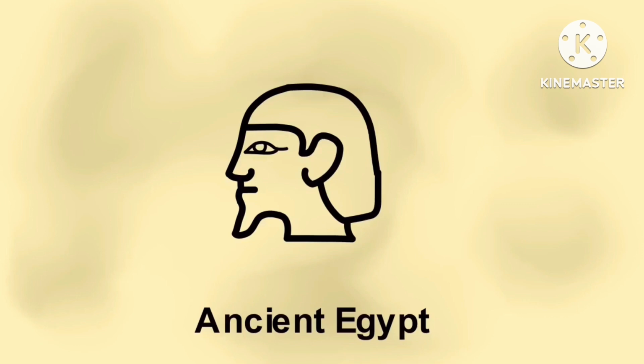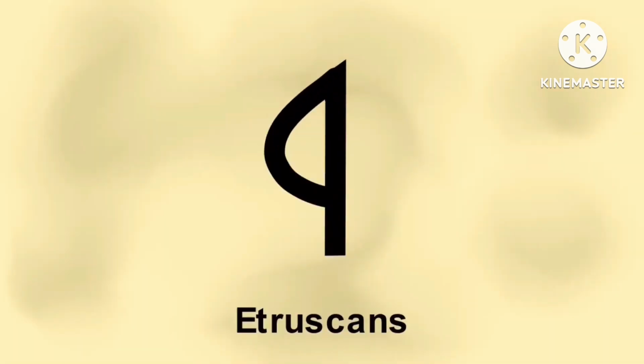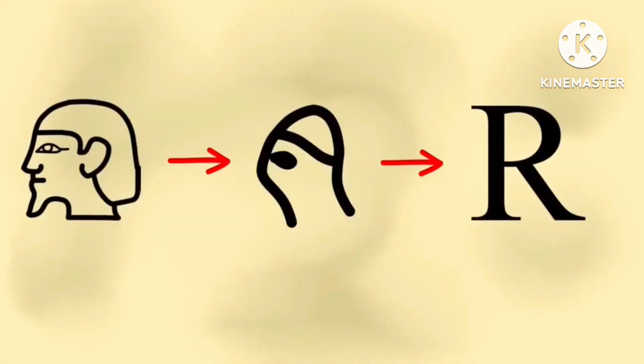The hieroglyph of a head was simplified and became the letter R. This letter R is not the same letter used in English. R was pronounced Rosh.